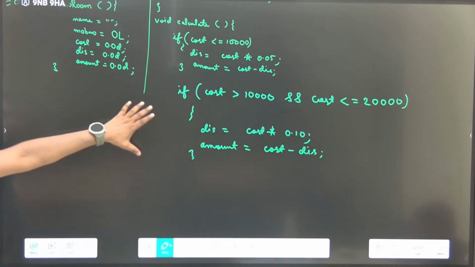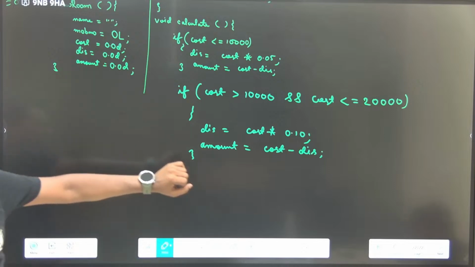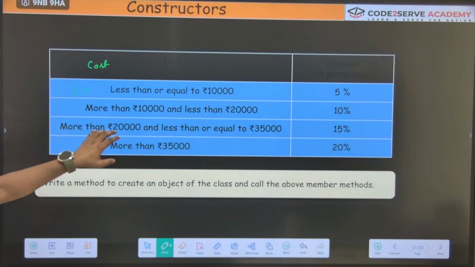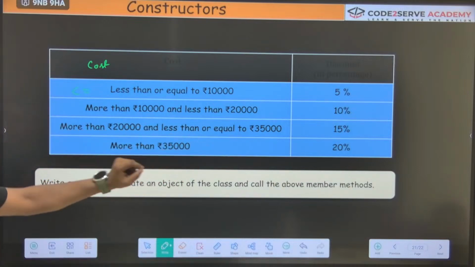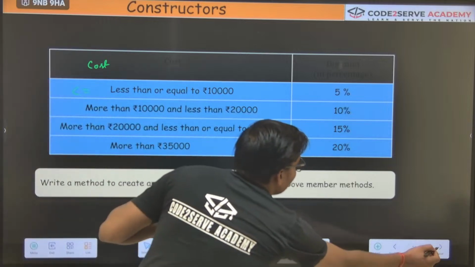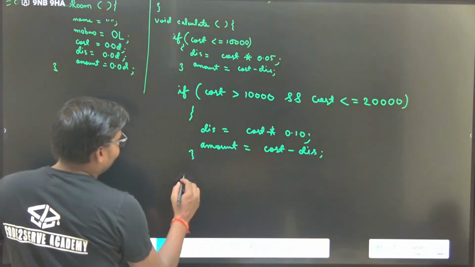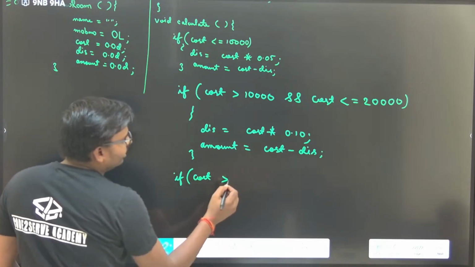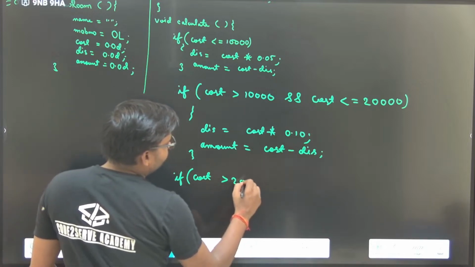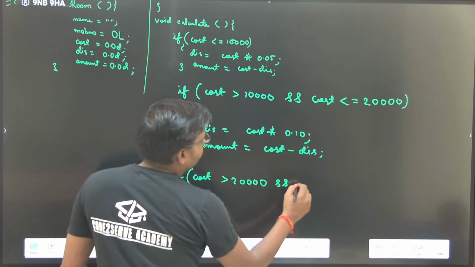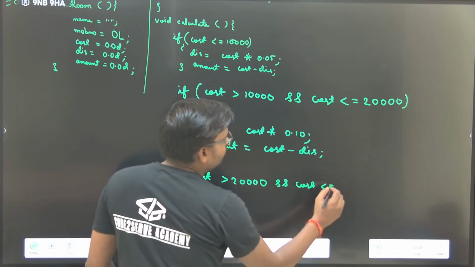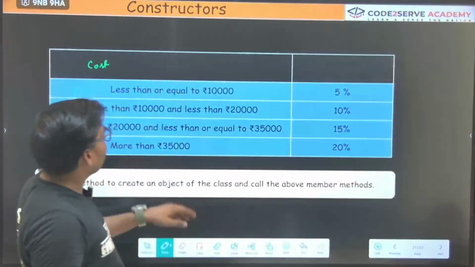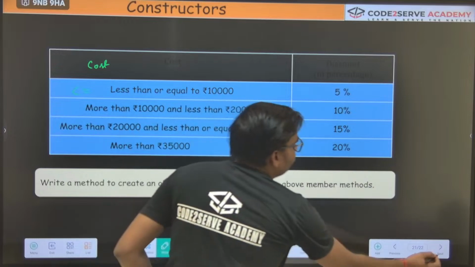Got it? Now we have completed the two portions. The third case is telling us that if the amount is greater than 20,000 and less than or equal to 35,000, we have to write two more cases. So if the cost is greater than 20,000 and cost is less than or equal to 35,000, this was the case.